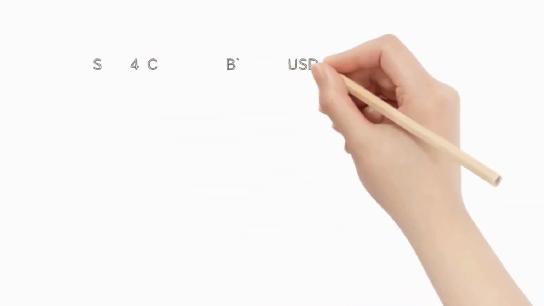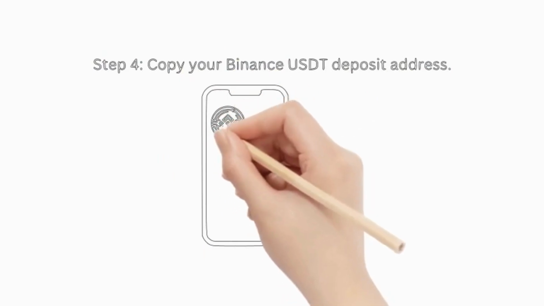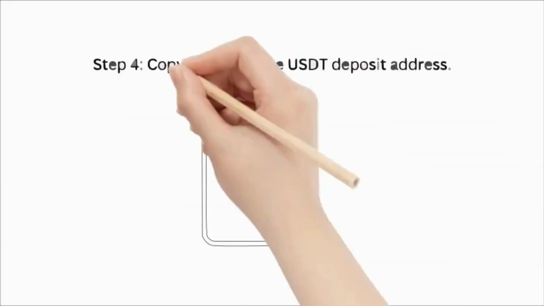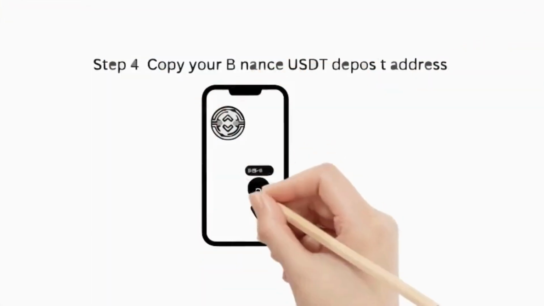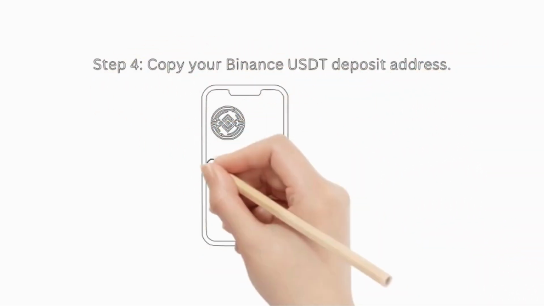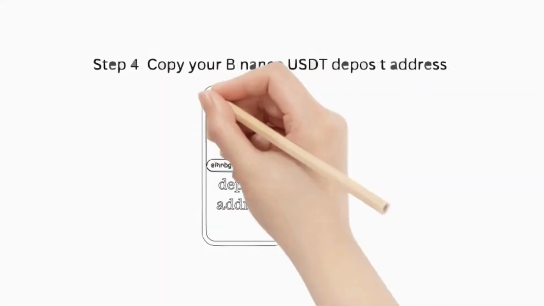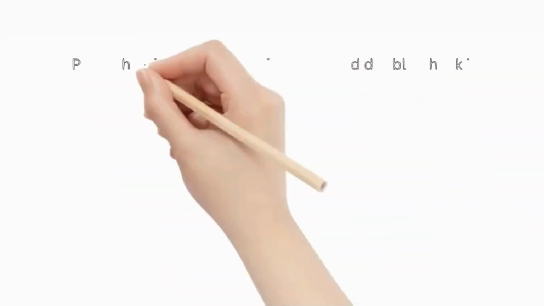Now, switch over to your Binance account. Go to the Wallet section and click on Fiat and Spot. Find USDT and click on Deposit. Binance will generate a deposit address for you. Make sure you select the same network you chose on OKX, in this case, TRC20. Copy that address.